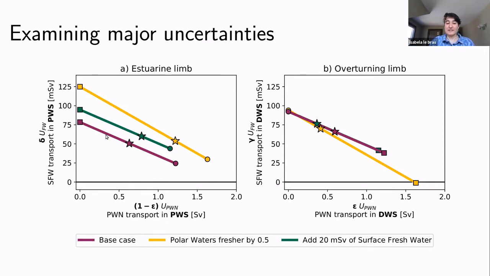But what is consistent from test to test is that there's a substantial amount of polar water, on the order of 0.5 sverdrups, that is mixing into the overturning circulation. The overturning part is a lot better constrained. And in general, you get the sense that there's a pretty even split between the polar water participation here in the estuarine limb and in the overturning limb. So that general result is robust to these pretty significant uncertainty tests that I've done here.